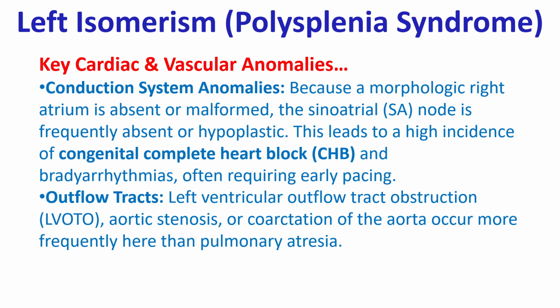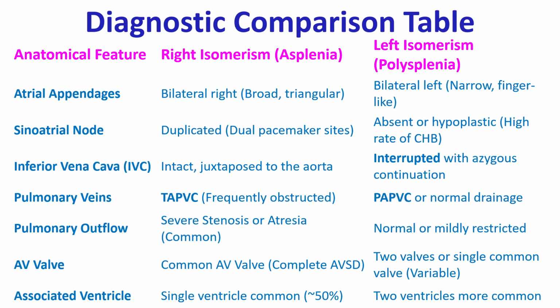Conduction system anomalies. Because a morphologic right atrium is absent or malformed, the sinoatrial node is frequently absent or hypoplastic. This leads to a high incidence of congenital complete heart block and bradyarrhythmias, often requiring early pacing. Outflow tracts: left ventricular outflow tract obstruction, aortic stenosis or coarctation of the aorta occur more frequently here than pulmonary atresia. Here is a comparison, though quite a lot of variations may be noted in clinical practice.